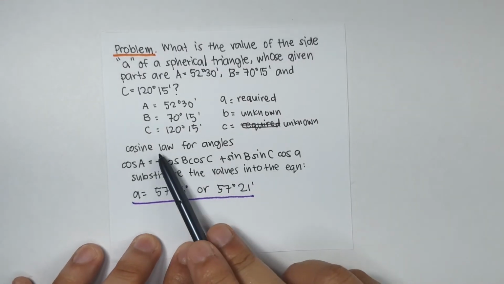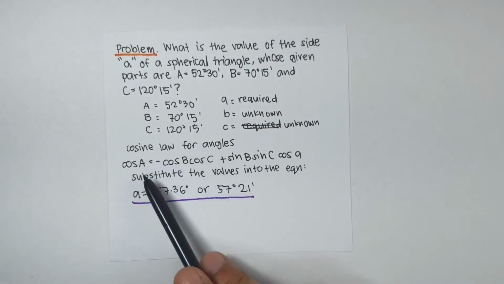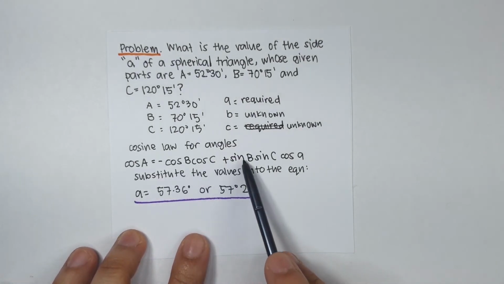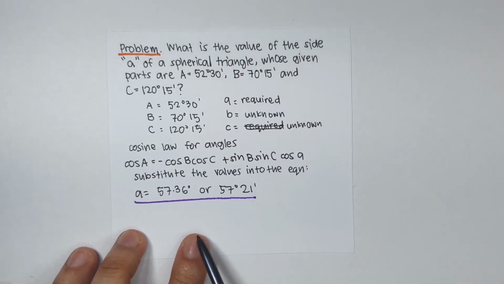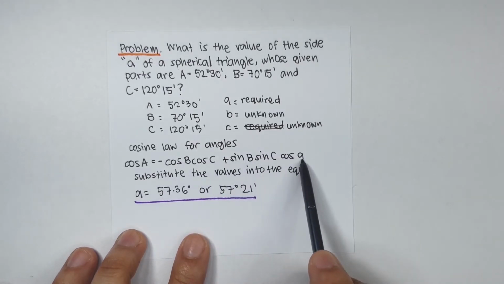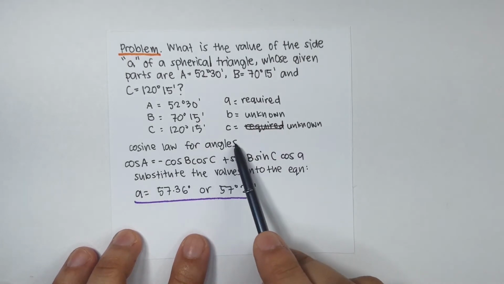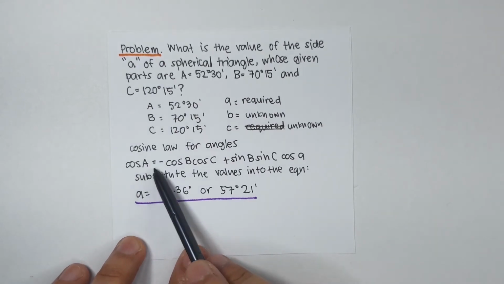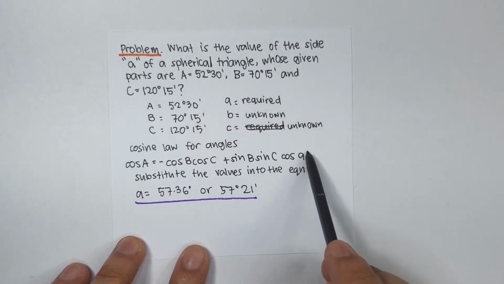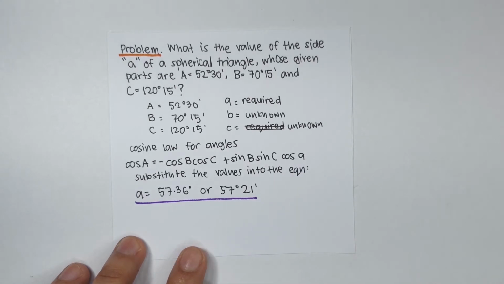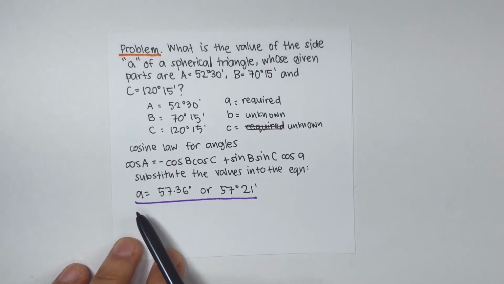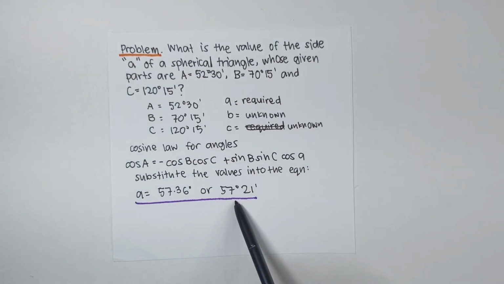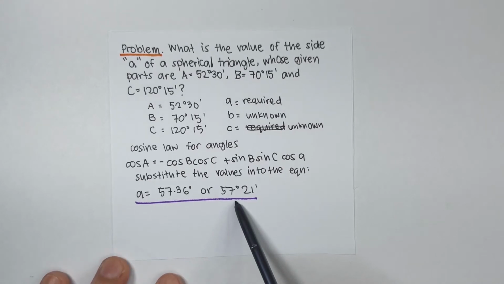But we can use the law of cosines for angles instead. So we can use cosine of angle A equal to negative cos B cos C plus sine B sine C cosine of side A. Cos, cosine, sin, cos. And since this is the law of cosines for angles, we have a negative sign in the beginning. So angles A, B, and C are known. The unknown is side A. That's one equation, one unknown. Solving for side A, we get 57.36 degrees or 57 degrees 21 minutes.